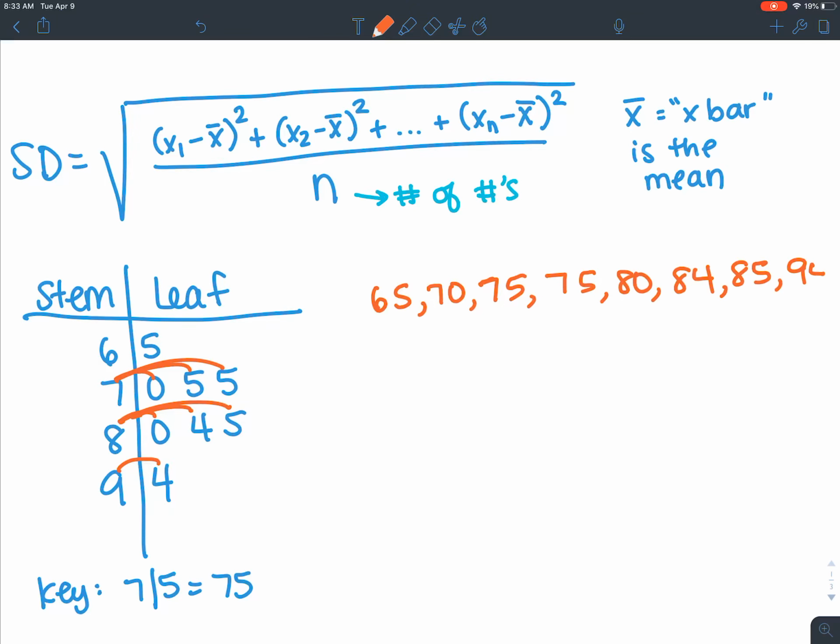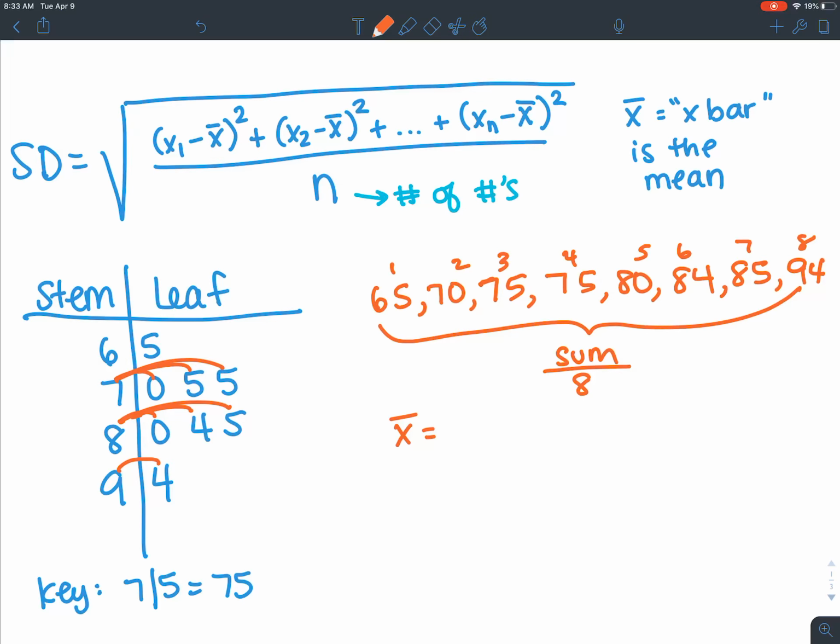Okay. So in order to find the average, we're going to have to add all these up to find the sum. And then we're going to divide by 1, 2, 3, 4, 5, 6, 7, 8. Okay? And so that's going to give us our x bar. Once we calculate that using a calculator or a computer or something like that, we would get 78.5. So that is my mean.